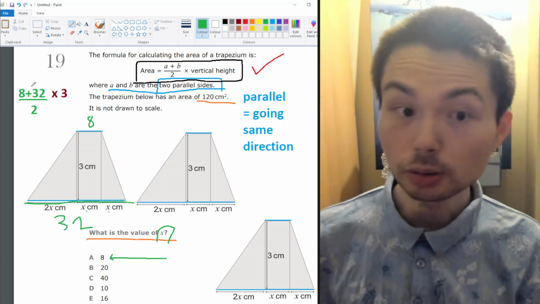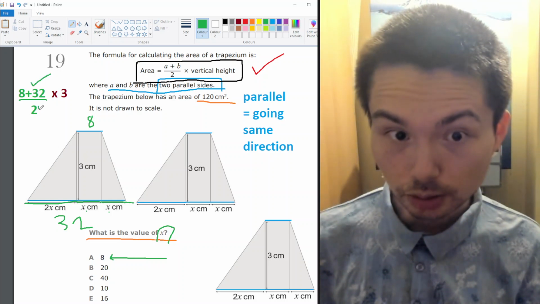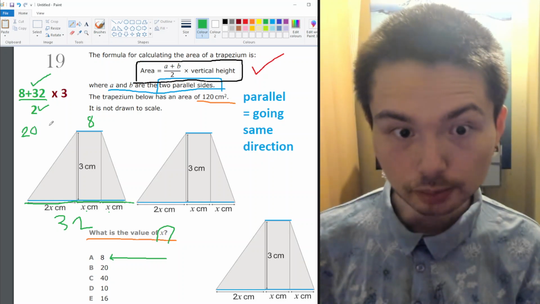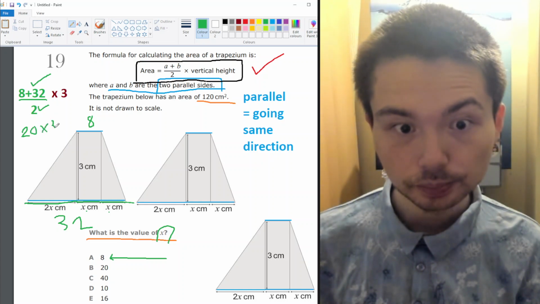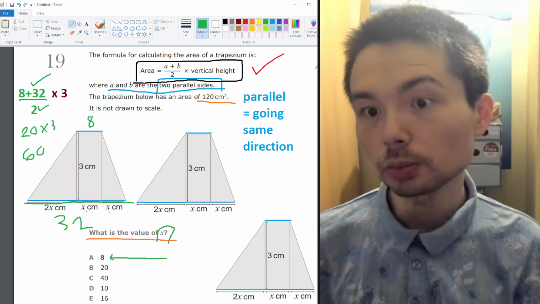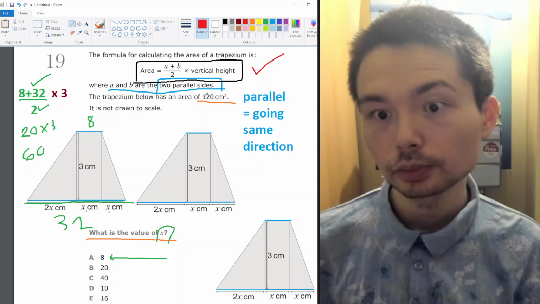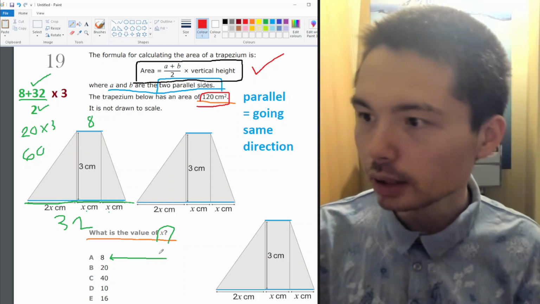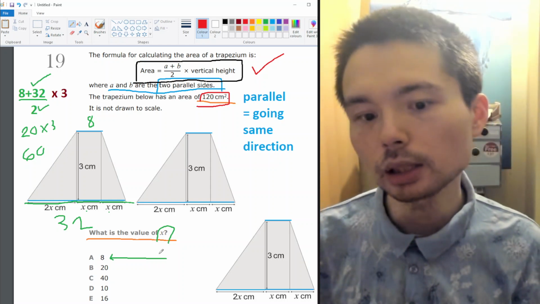Eight plus 32 is 40. Divide by 2 is 20. Times by 3 is 60. This is not the answer, guys, because we want 120. So what, we just keep checking each one and then we're done? No, I bet this is the hidden clue set by the examiner.